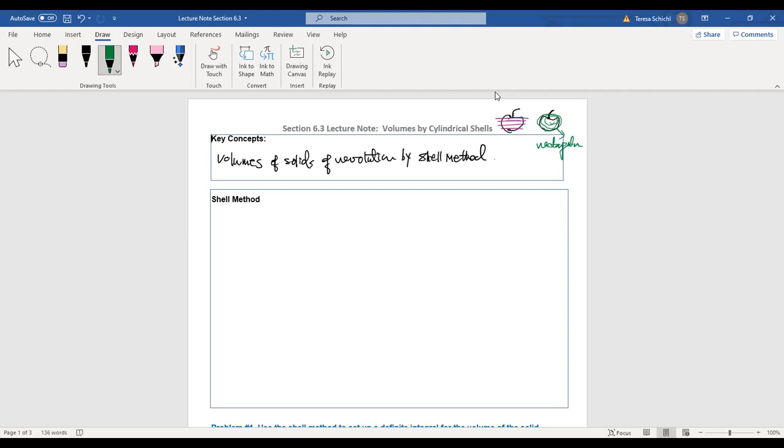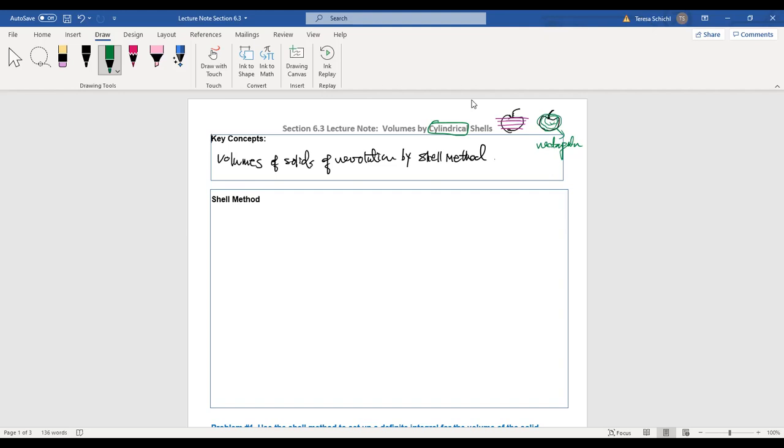If you cut the apple this way, you get a disc. But this will be a rectangle, and because you have the thickness, this will be a rectangular cylinder. That's why we say we're going to use the cylindrical shell method. You imagine that you peel one layer, then the next one, and the next one. It's a different way to cut your apple. That's what we mean by the shell method.